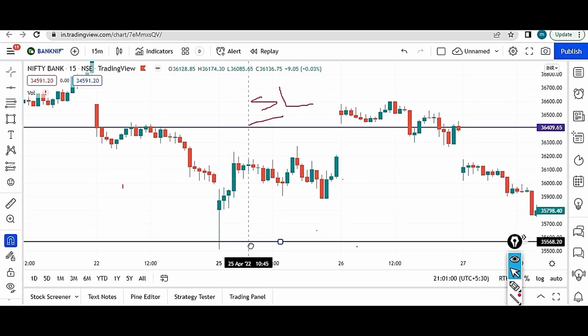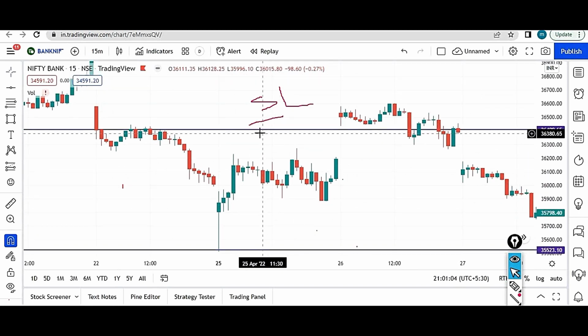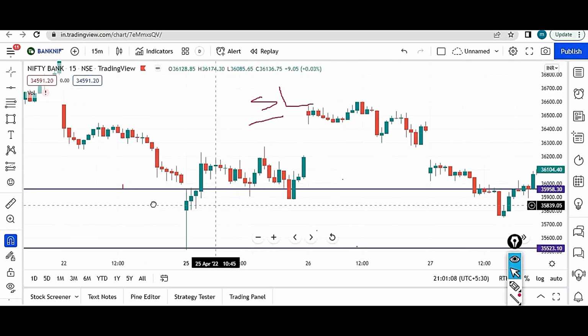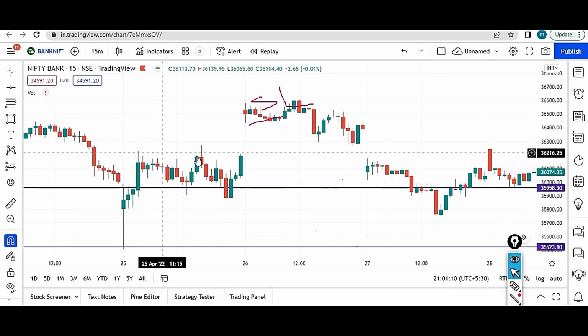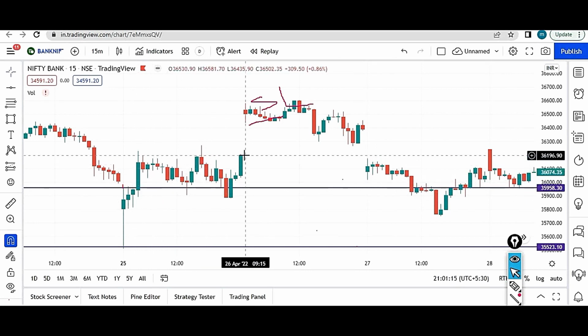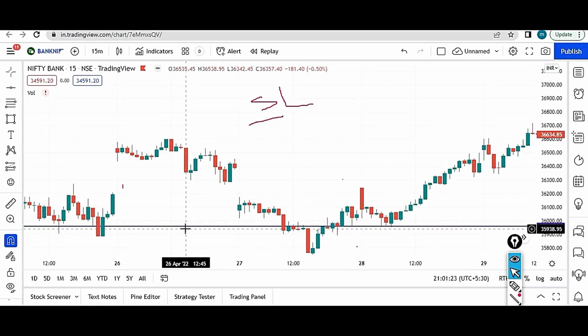And next day, this is an inside bar. If you take an entry here, this is gonna be a very good day for you. 968 to 196, 300 points move. And let's figure out further.